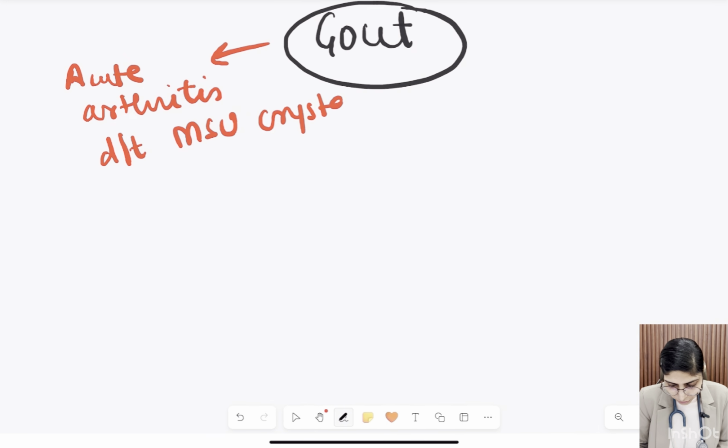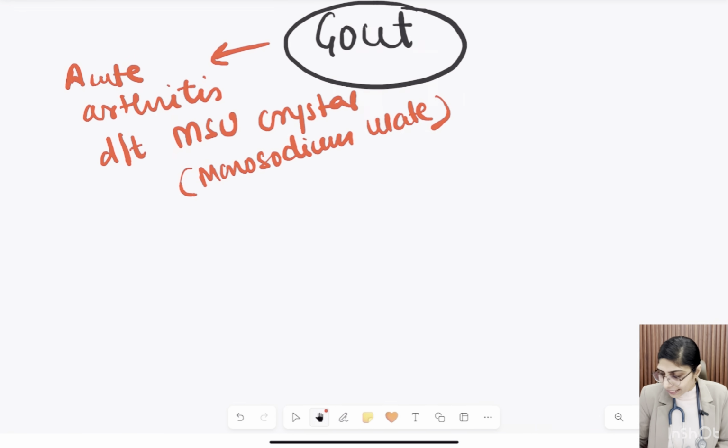MSU crystal deposition. What is MSU? Monosodium urate. Now we all know, I think you and me, we all know, uric acid is a byproduct of metabolism of purines, right? So purine metabolism, now you will get questions from biochem also, so you must know about this. Purine metabolism leads to uric acid formation.